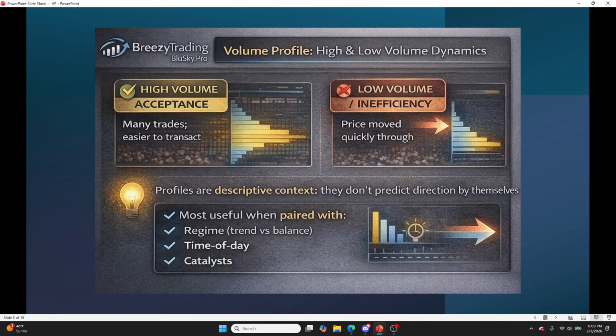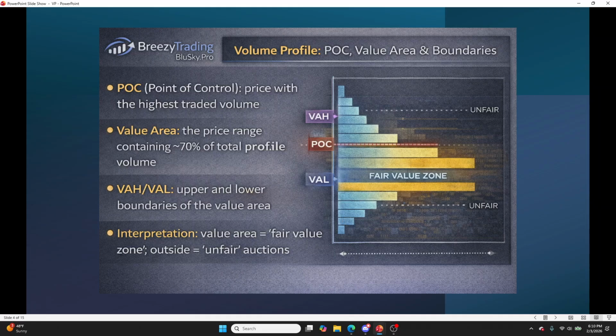But it's also super important to know it's most useful when paired with a few things, right? So the regime that I talked about, which is your edge, right? Are you a trendy trader? Are you a balanced trader? And if so, then you have to quantify what is the time of day that you're looking to trade and what variables of price around the profile fit that edge. And then obviously, if you have catalysts that are coming into the market, those are going to change the dynamics a bit. So you have to be aware when those are coming.